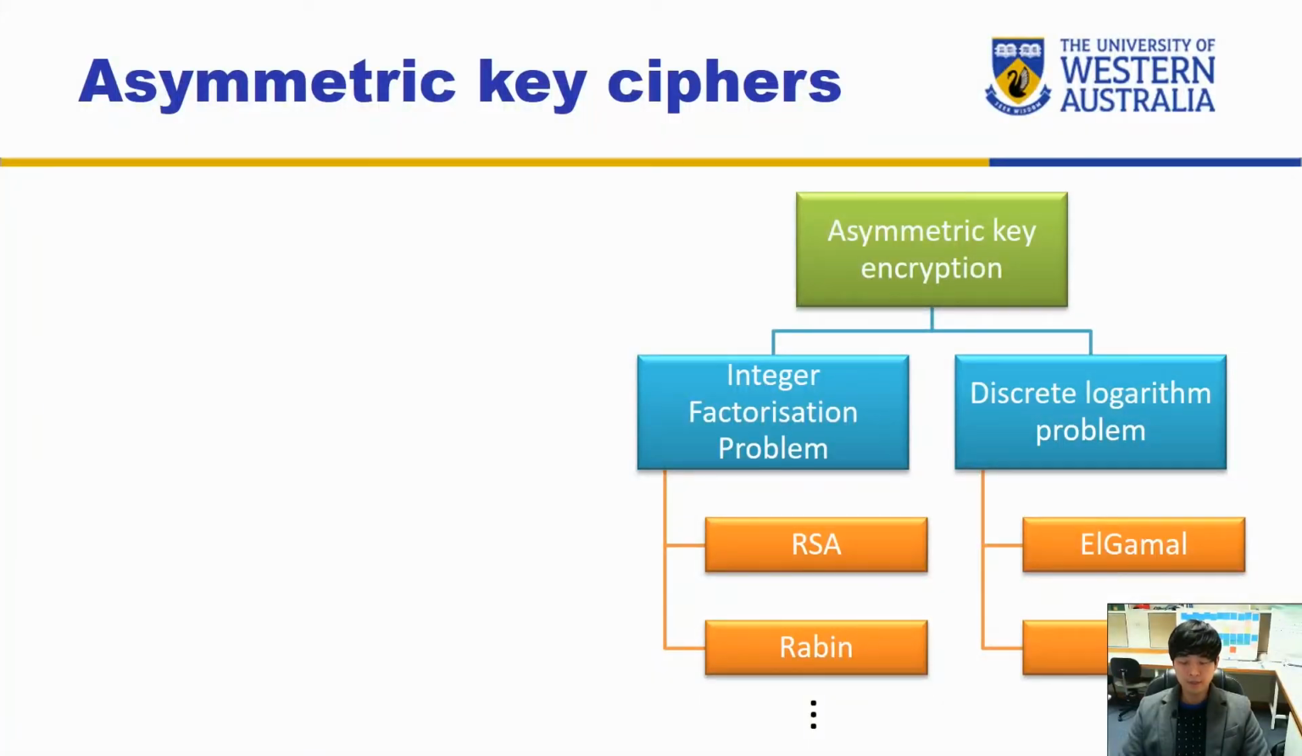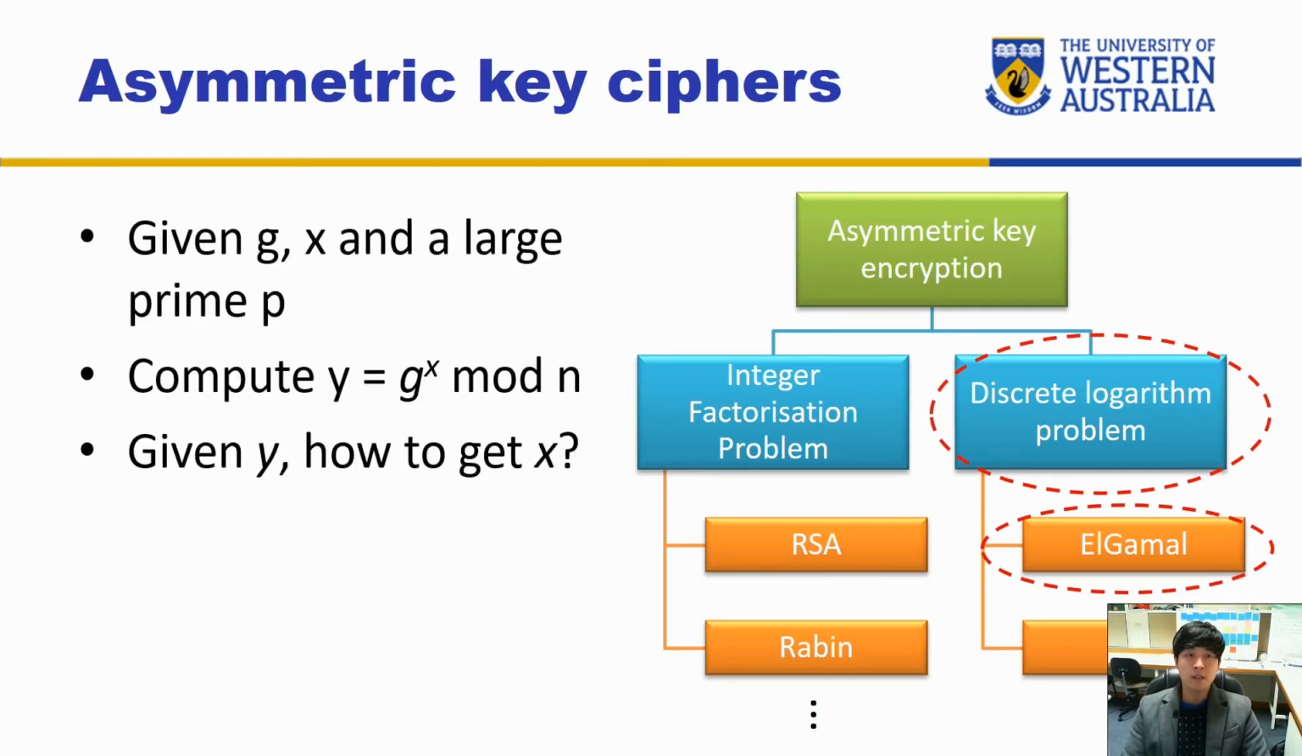Hello and welcome back. In this video, we are moving on to a discrete logarithm problem, and in particular, we'll be looking at ElGamal. Basically, what the ElGamal problem states is that given g, x, and a large prime p, we want to compute y equals g to the power of x mod p.